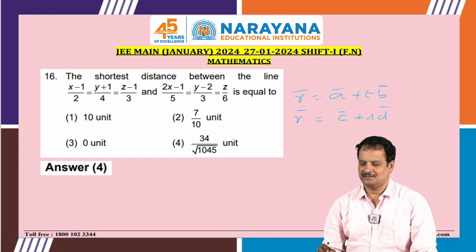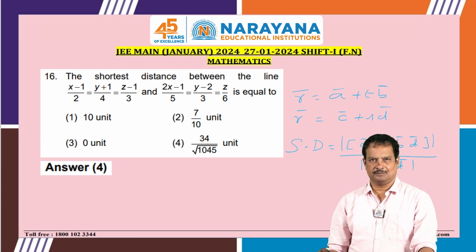What does this a bar mean? It is the position vector of a point through which the line is passing. b bar is a vector parallel to that line. Same way, even the second one: the second one is passing through the point with position vector c bar and parallel to d bar. Then what is the shortest distance between the skew lines? That is nothing but the modulus of the box product of a bar minus c bar, b bar, d bar, divided by the modulus of b bar cross d bar. So straight away we can use this formula.